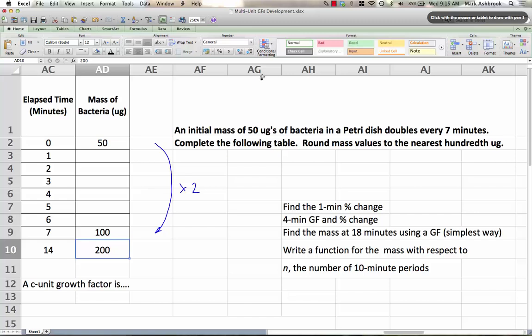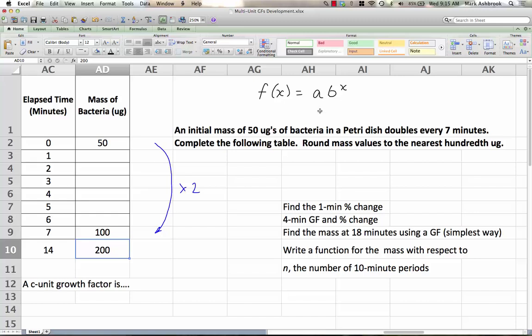So we're used to our general form, f of x equals a b to the x. So what would be a nice choice for a symbol for our 1 minute growth factor? A? B. Okay, so B is what we're used to as the 1 unit growth factor. So we'll use B here. So if I call the 1 unit growth factor B, how would I get the mass after 1 minute? What would it be? If the 1 unit growth factor is B.